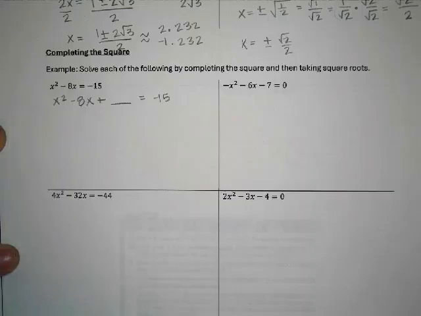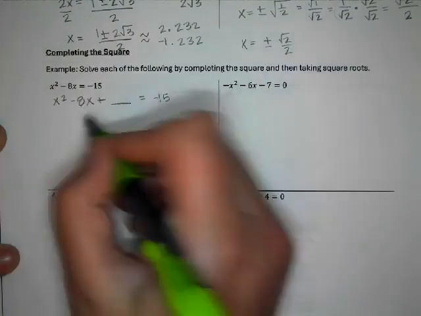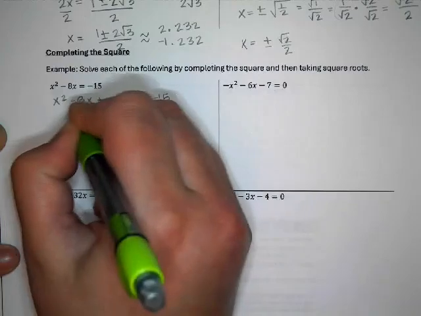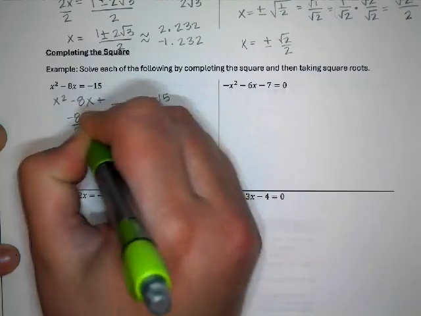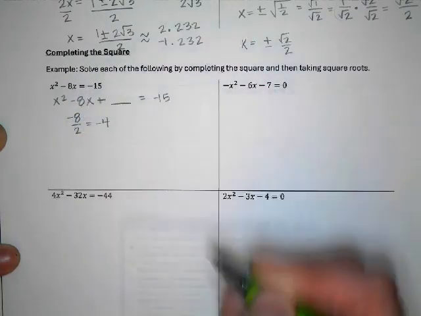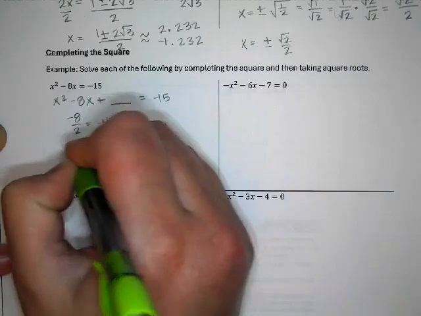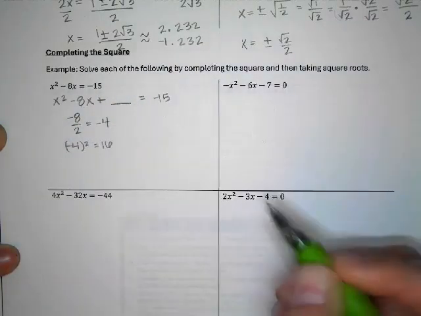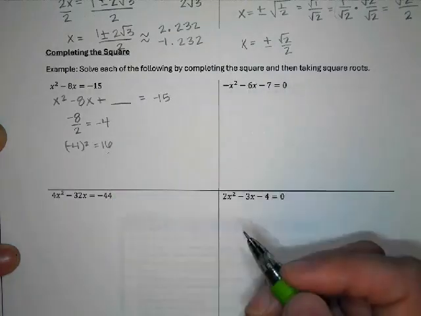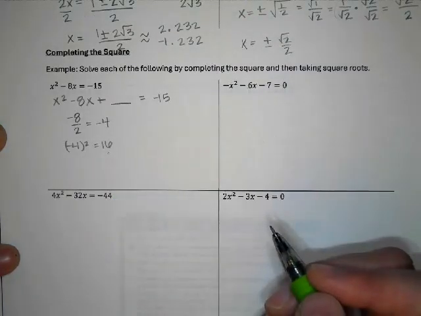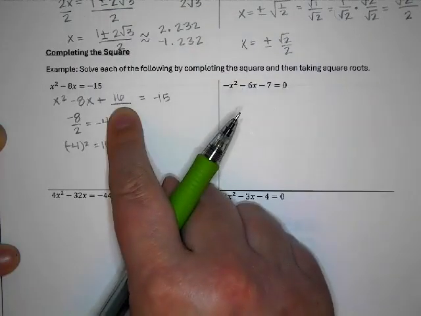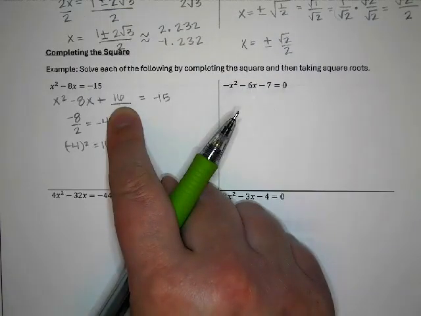Now I'm going to take this b value and divide it by 2. And then I'm going to square it. So this number, 16, is the number that completes the square. So I'll use 16 to fill in the blank, and then whatever I added to the left side of the equation, I need to add to the right side of the equation as well.